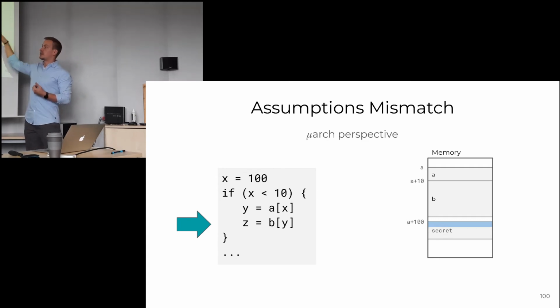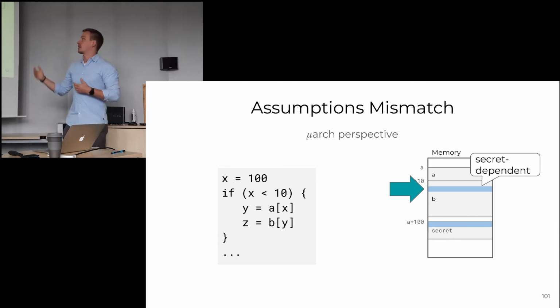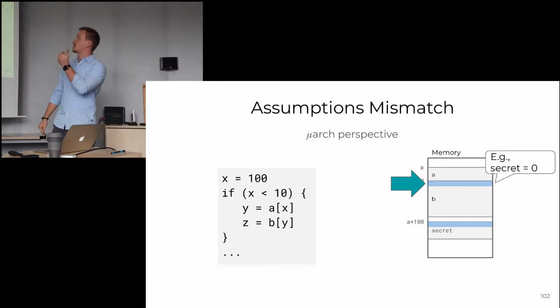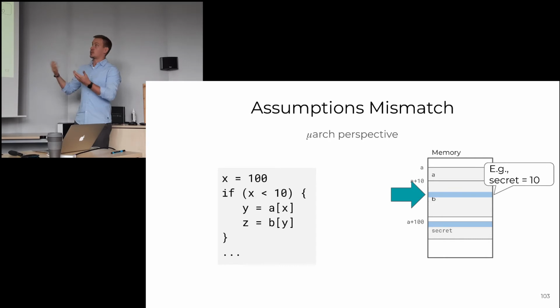Accordingly, we read in something invalid from memory, and then we are using it in a later memory access that is dependent memory. So here we will have a secret-dependent memory access, and through the exact address of it, we can retrieve the value. So for example, if the secret was 0, we will access this. If it's 10, we will access a different one. And through a side channel, the attacker can retrieve this value and exploit this buffer overflow. So that's the essence of Spectre.